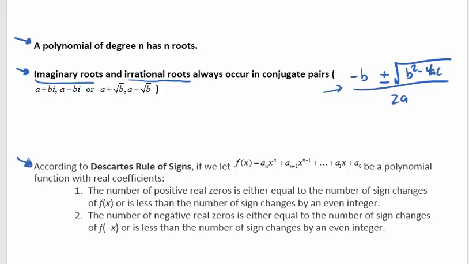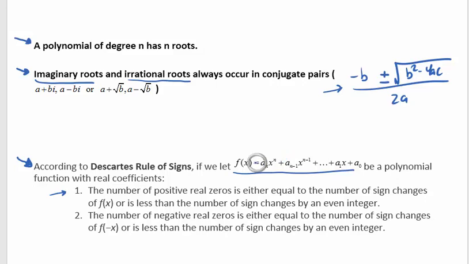have to check. And this is Descartes' rule of signs. So we've got our polynomial function here. Okay. The number of positive real roots is either equal to the number of sign changes, and sign changes, all we're talking about here is going from one term to the next. If we change from a positive to a negative or a negative to a positive, that's a sign change. So the number of positive real roots is either equal to the number of sign changes in our whole polynomial function, or less than the number of sign changes by an even integer.